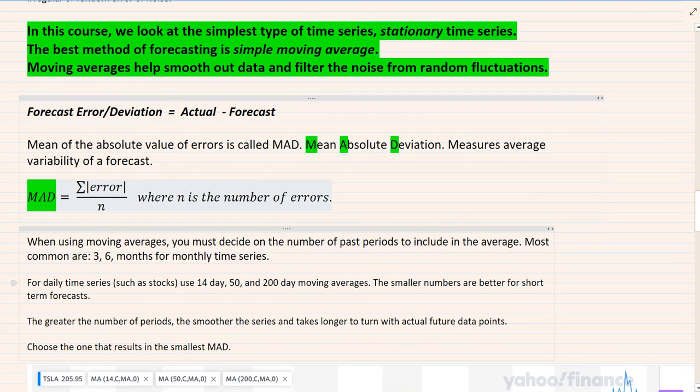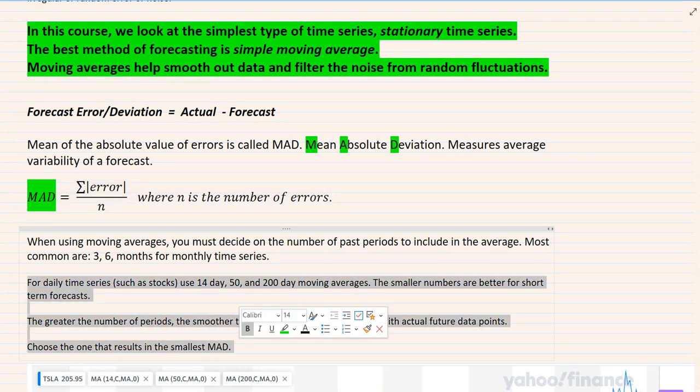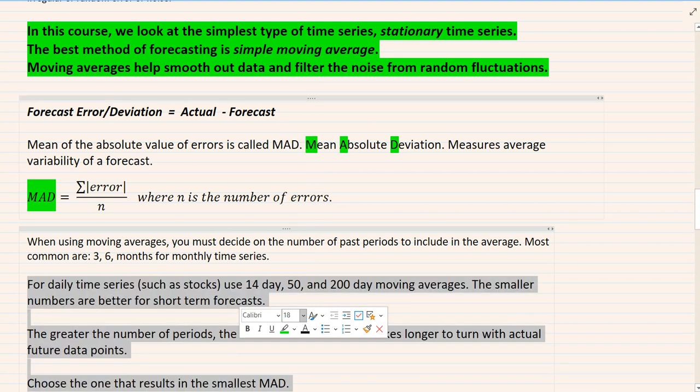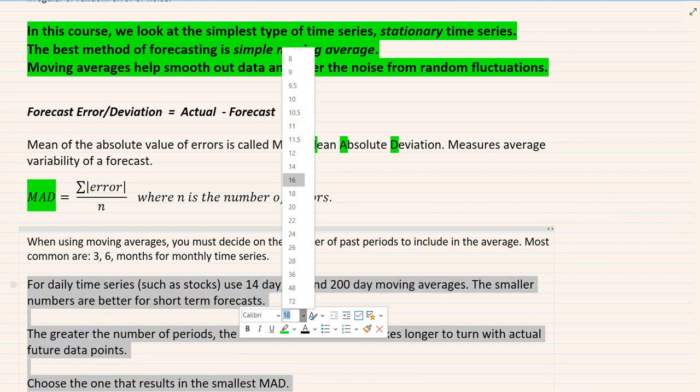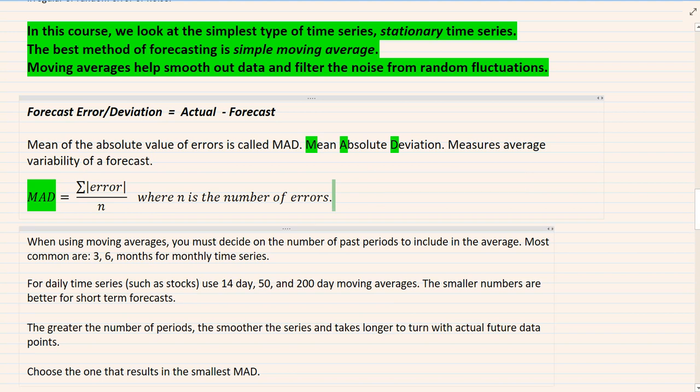I've looked at one company. You all know about this company most likely, so I'm going to show you that one. And for the one we were about to see, I'm trying to make everything kind of uniform here for you. Okay, so for daily time series, so if you're trying to forecast, let's say, a stock's price, you use 14-day, 50-day, 200-day moving averages, and so on.